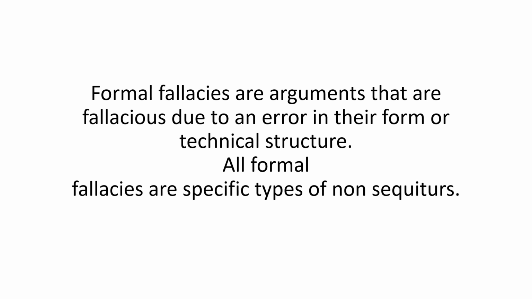So today we are going to learn about formal fallacies. Formal fallacies are arguments that are fallacies due to an error in their form or technical structure. All formal fallacies are specific types of non sequiturs.